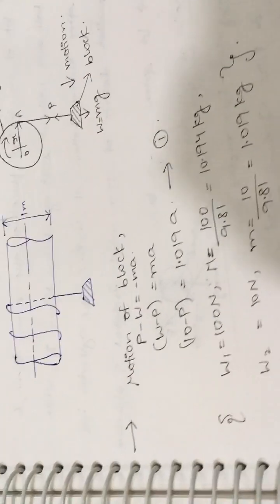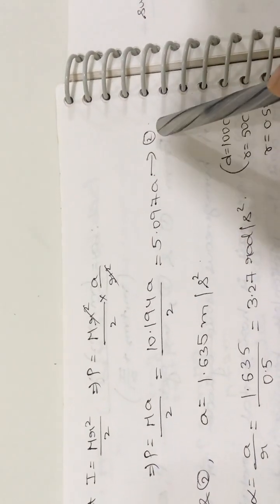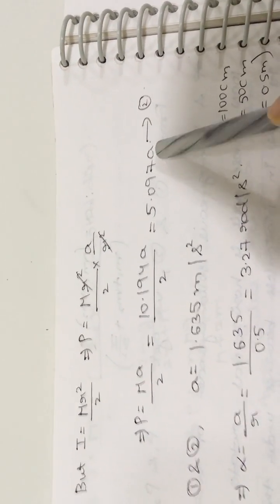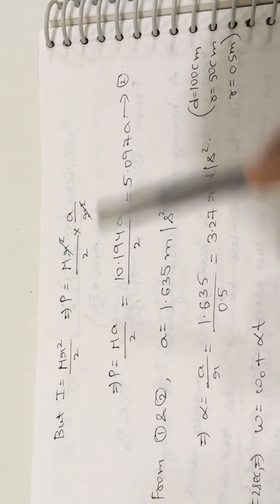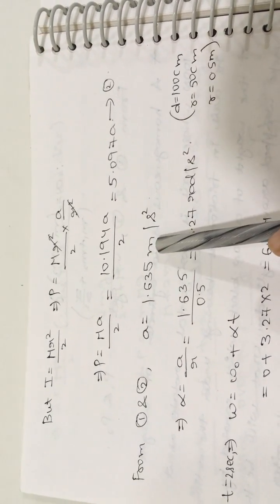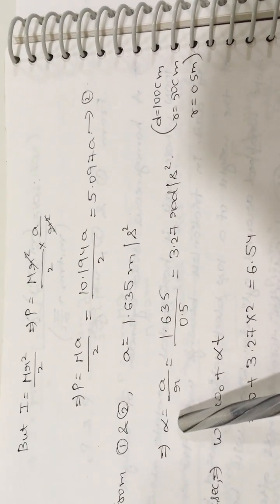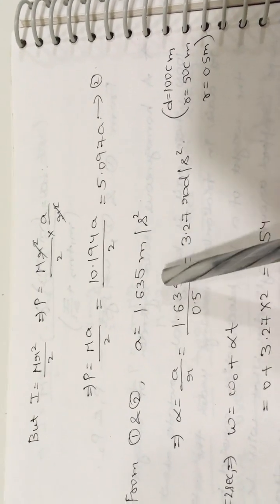Now everyone observe the first equation. From the motion of the block you get one equation in terms of the acceleration and the P value. From the motion of the cylinder you get another equation in terms of the P value and acceleration value. By solving the first and second equations we will get the acceleration value. Now we all know that alpha is equal to a by R. So we got the a value.